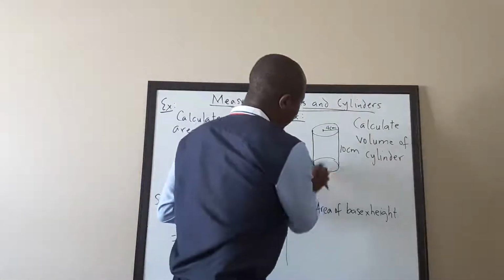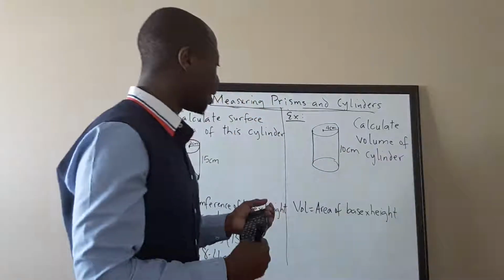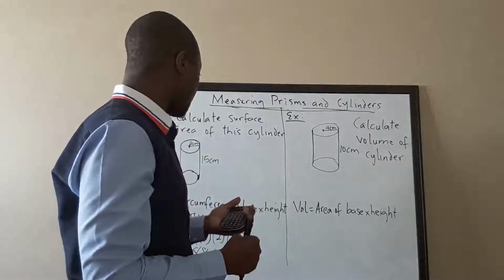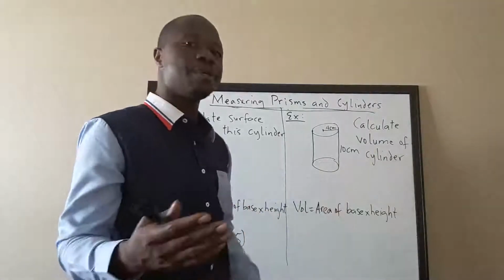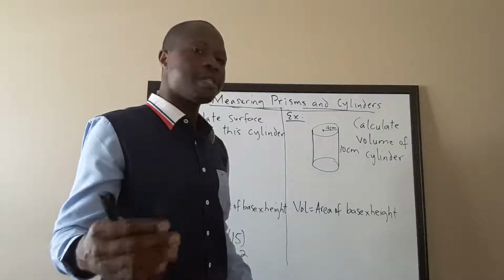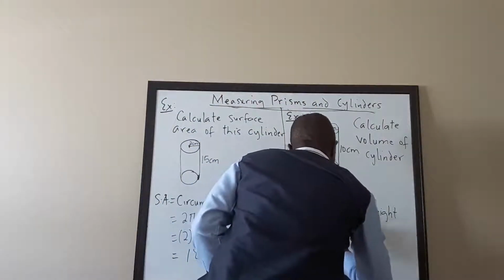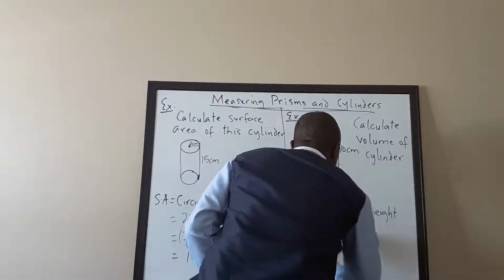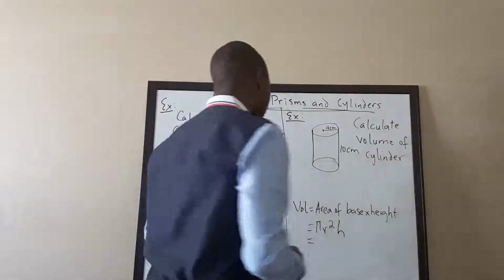So this is the base here, which is the same as this. So I'm going to go with this radius of 4. Now the area of the base is a circle. So the area of a circle is pi r squared times height. So pi r squared times height.